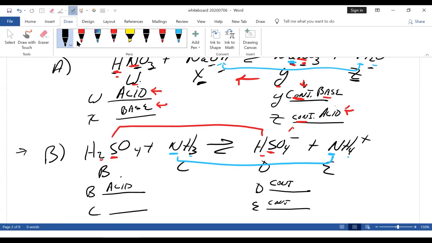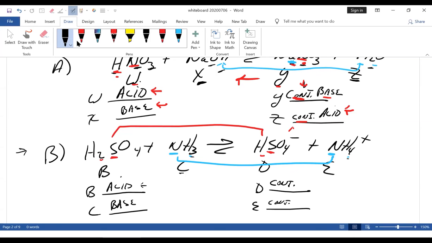Let's look at C. C goes from C to E. Has it gained or lost a proton? Really, hydrogen, 3 to 4. It's gained a proton. What's something that accepts a proton? A proton acceptor is a base. And sure enough, ammonia is a base. Sulfuric acid is an acid. Ooh, Dr. White's on the right track.